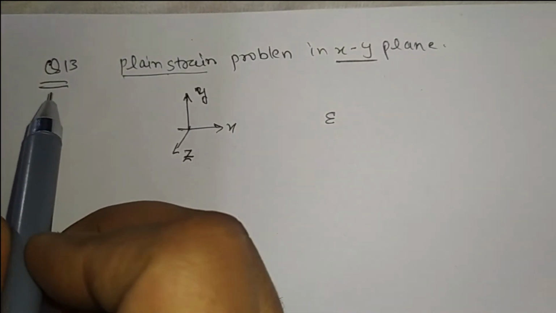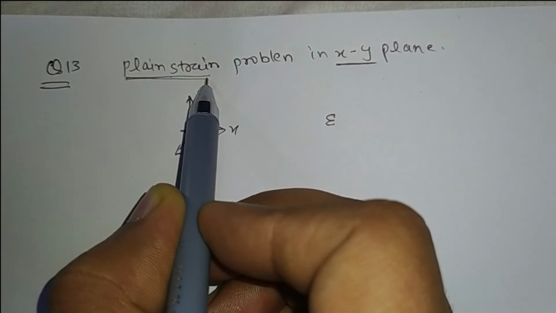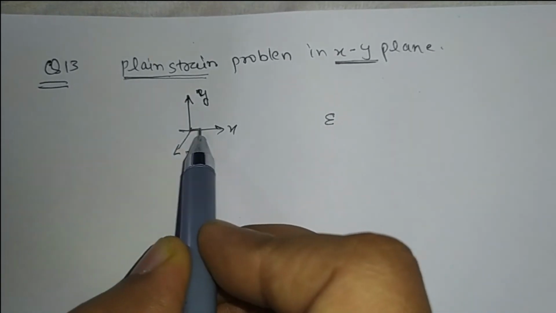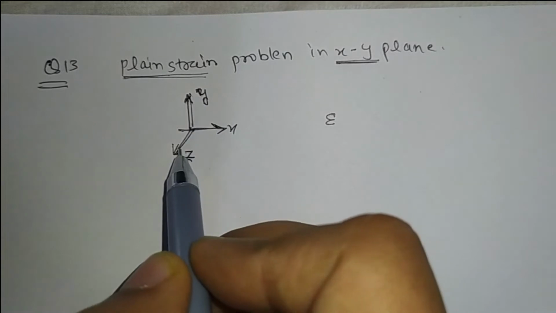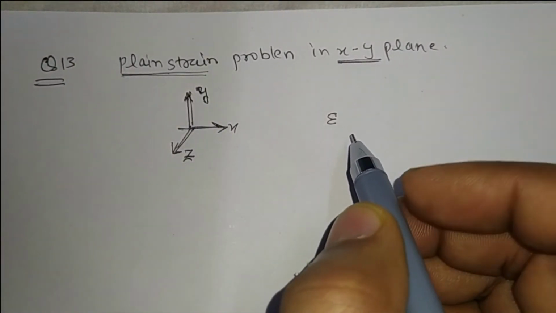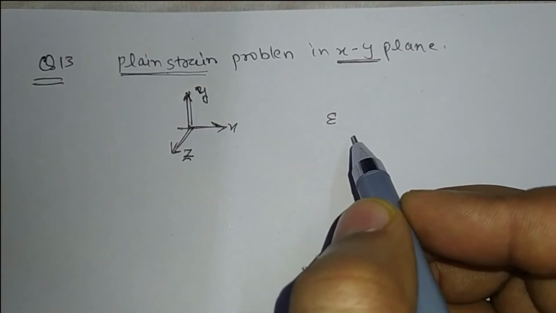Problem number 13. The question says that it is a plane strain problem in the xy plane. For example, this is the Cartesian coordinate: x, y and z direction. In the question, plane strain means, what is the meaning of plane strain? First we have to understand.